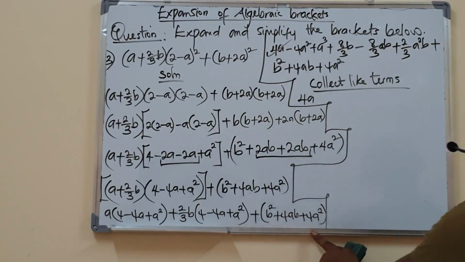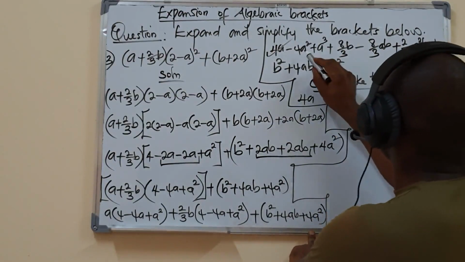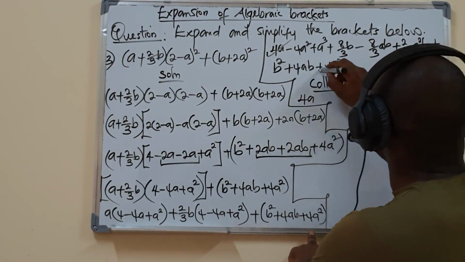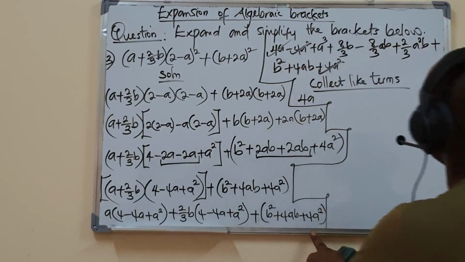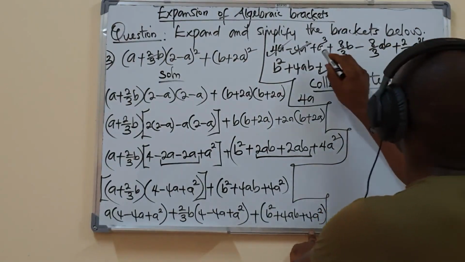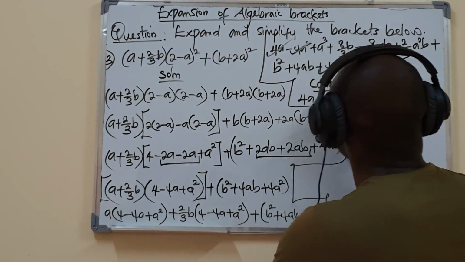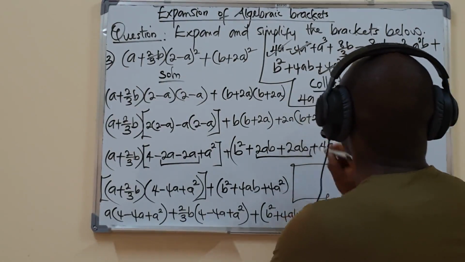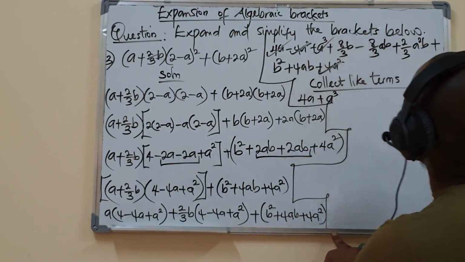We are done with 4a. Let's check out the ones having a squared. We have negative 4a squared here and positive 4a squared here. Both of them can cancel out to give us 0. We're done with that. Next is the a cubed. Any other a cube? No. So bring it down as add a cube.